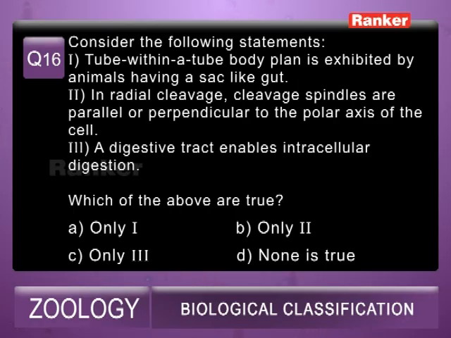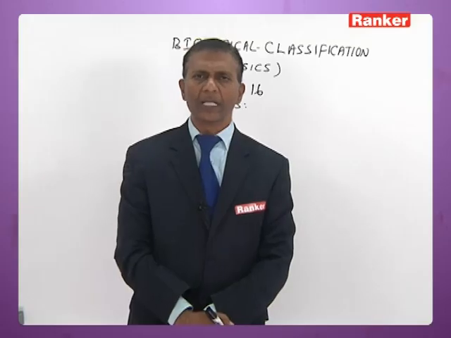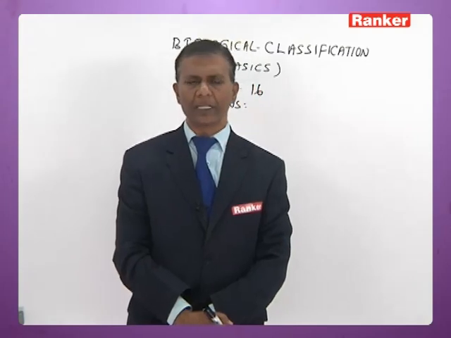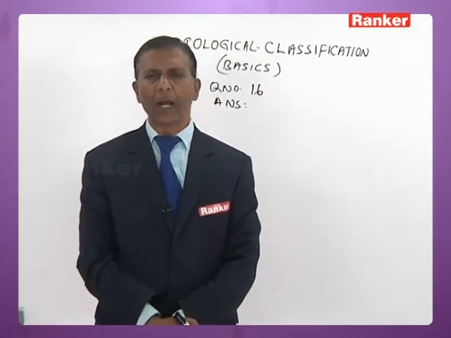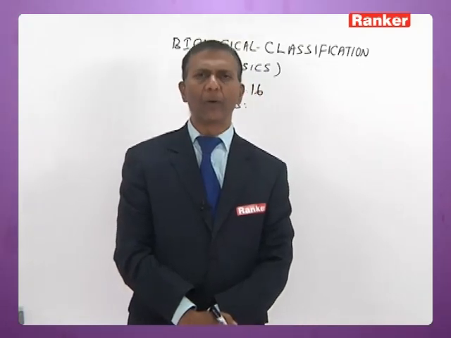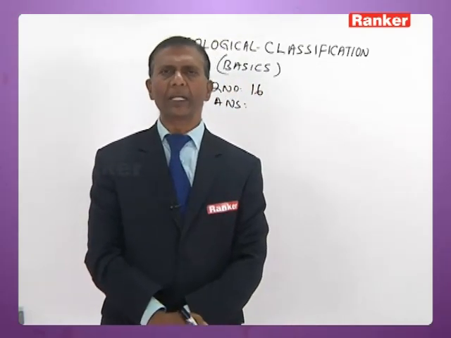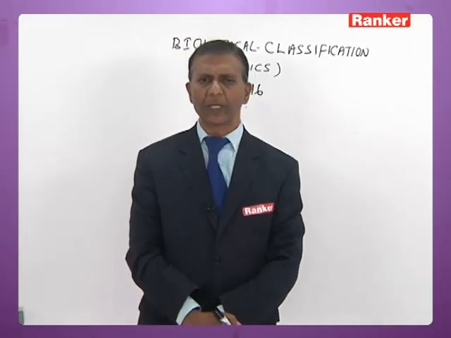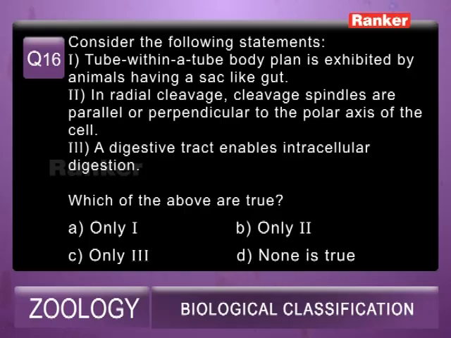D, none is true. Among these, the first option, that tube within tube body plan is exhibited by animals having a sac-like gut, is wrong. Sac-like gut is present in Platyhelminthes. It is called sac-like because it has only one aperture. They don't have an anus; only the mouth is present. So in Platyhelminthes, tube in tube organization is absent. So it's a wrong option.